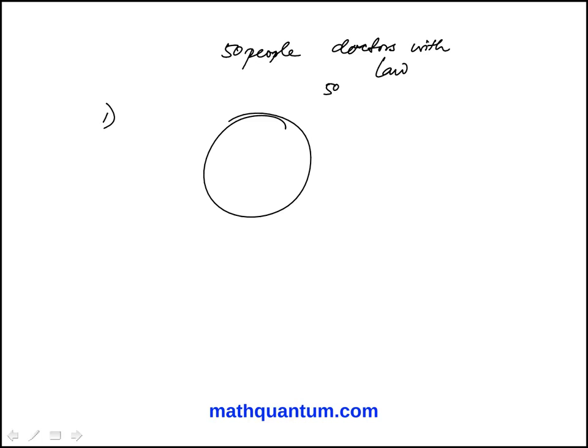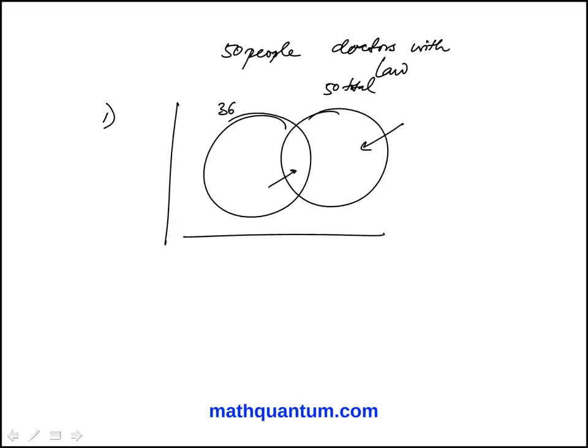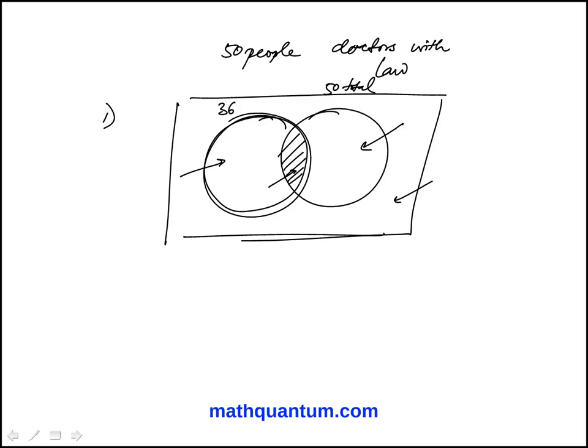So 50 is the total, and we know this circle is doctors. Now, some doctors might have a law degree and others may have just a law degree and not be doctors. And then there might also be some people who are neither doctors nor lawyers. So 1 alone is not enough because we don't know what this region is. We know the total, and we know the total number of doctors, but we don't know the split between doctors only and then doctors with law degrees. So 1 is insufficient. Look at 2.